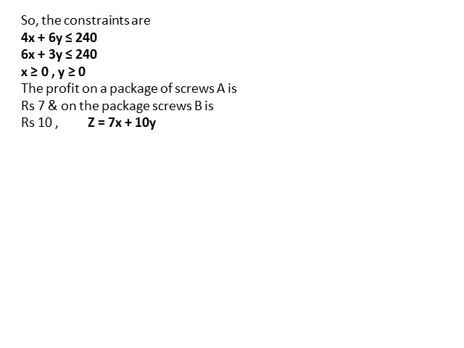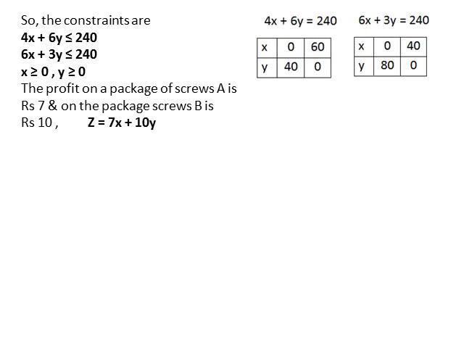So the linear constraints are 4x + 6y ≤ 240, 6x + 3y ≤ 240, x and y both greater than or equal to 0. And objective function is Z = 7x + 10y. Now we have to solve these linear constraints to get those values of x and y for which Z is maximum. First, we require to draw the graph of equations 4x + 6y = 240 and 6x + 3y = 240.